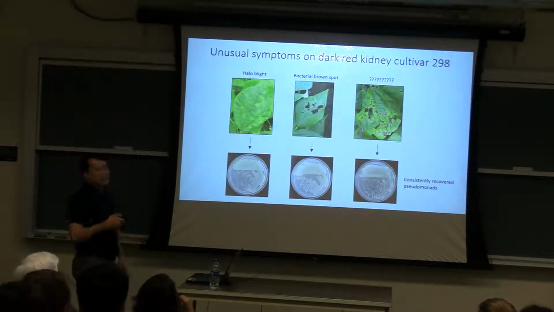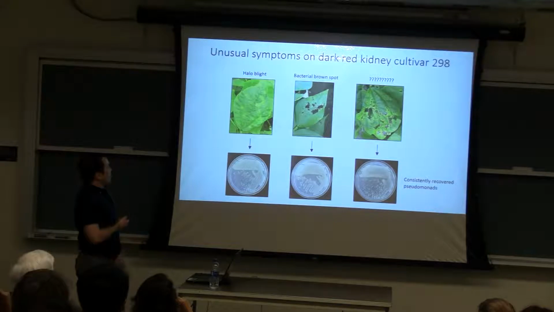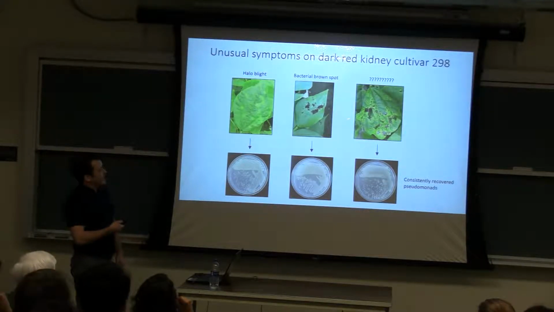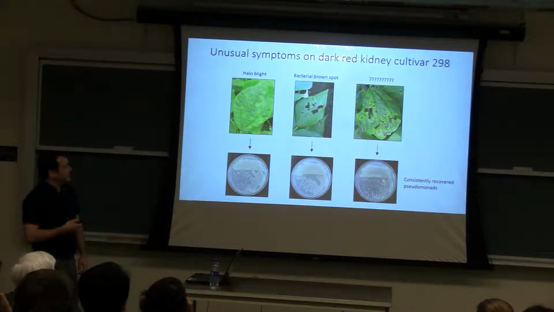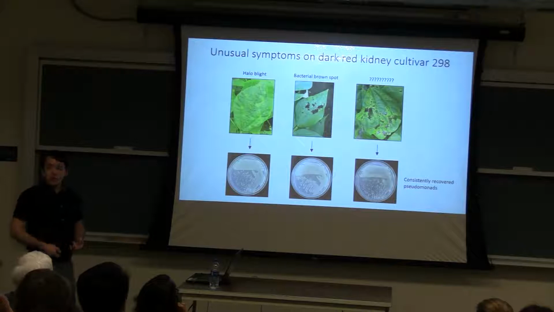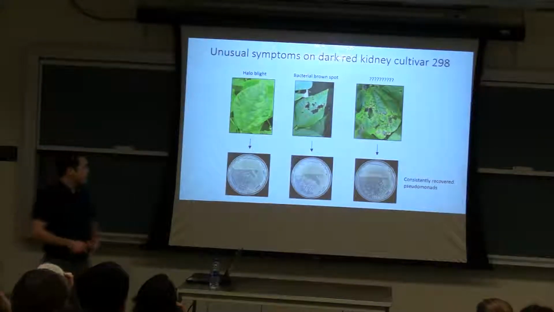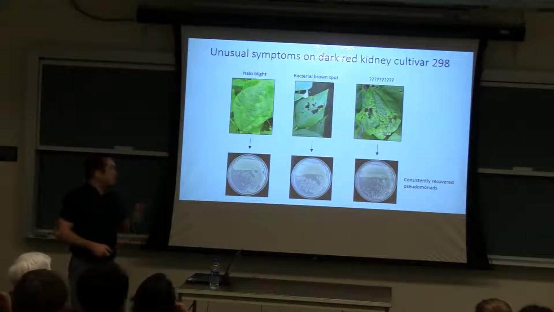So that brings us to this ambiguous symptom, right? So very clearly halo blight, very clearly bacterial brown spot. This one, what is that, right? It has some aspects of both. There's a lot of chlorosis, there's a lot of necrosis. It's hard to tell what it is.